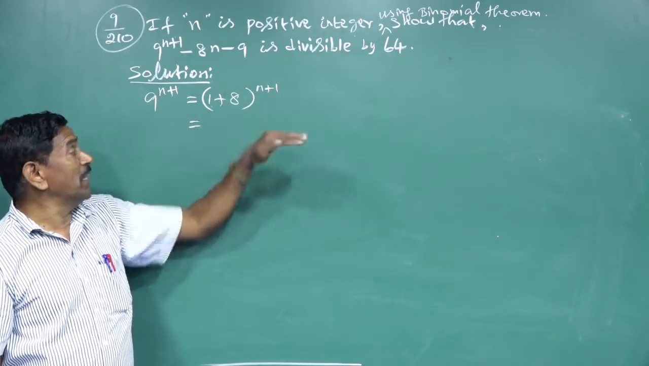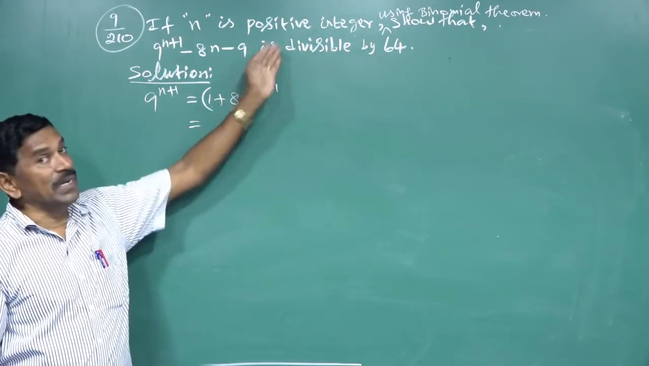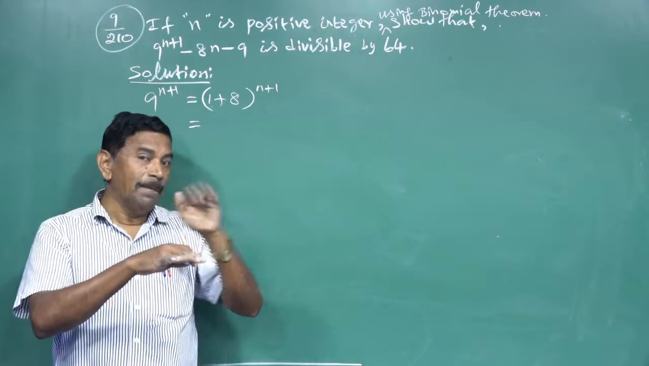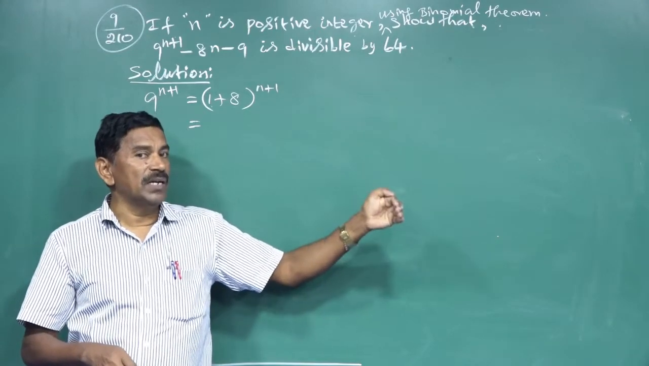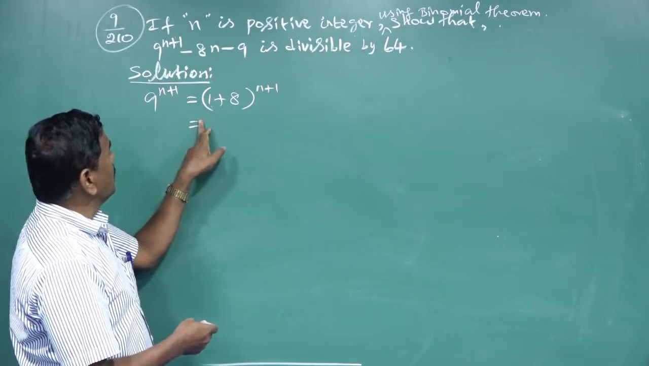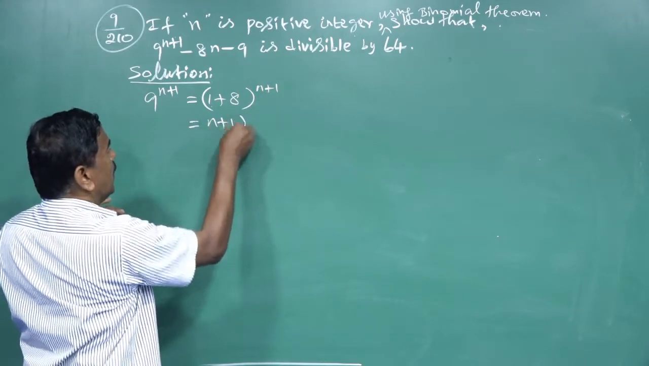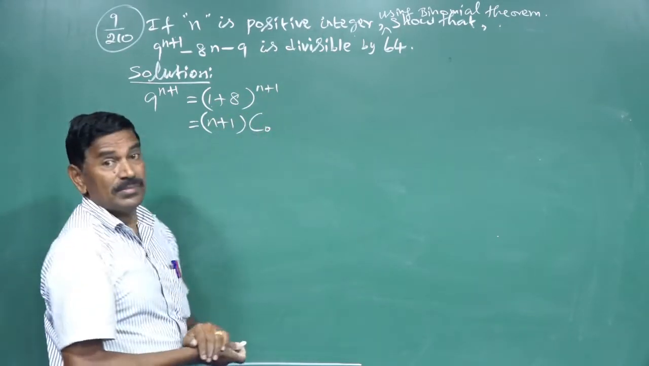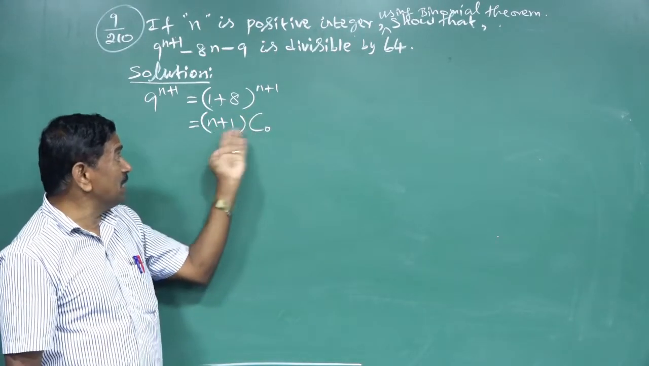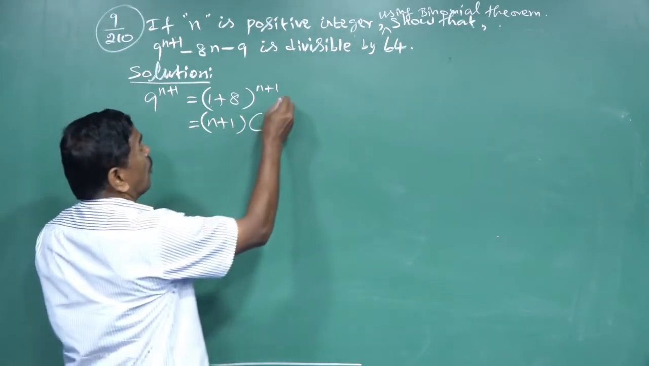(x plus a) the whole power n is equal to nC0 x power n a power 0 plus etc. plus nCn x power 0 a power n. Likewise. Here, first nC0, where n is equal to n plus 1. Remember, (n plus 1)C0. It is of the form where n equals n plus 1. So by binomial theorem, nC0 x power n a power 0.